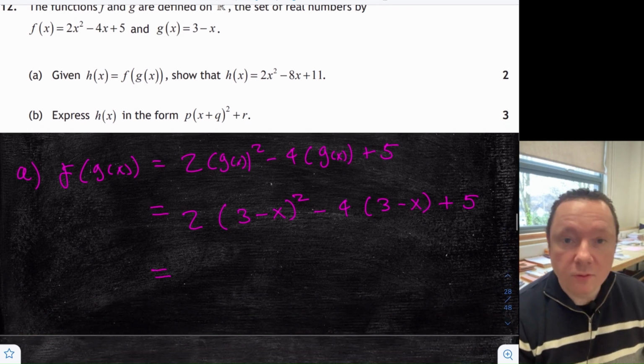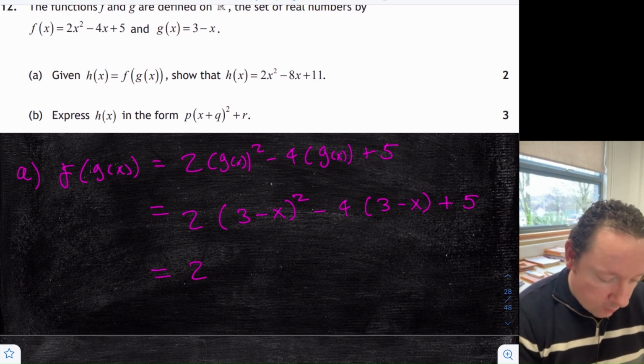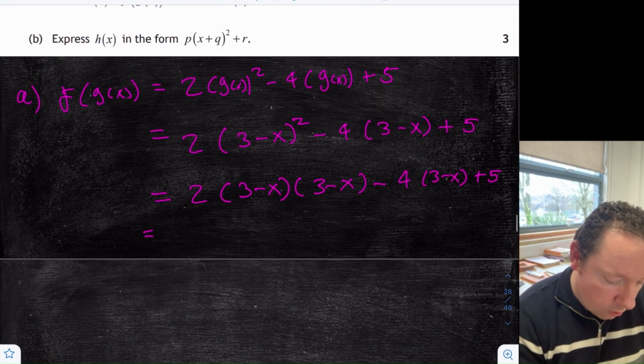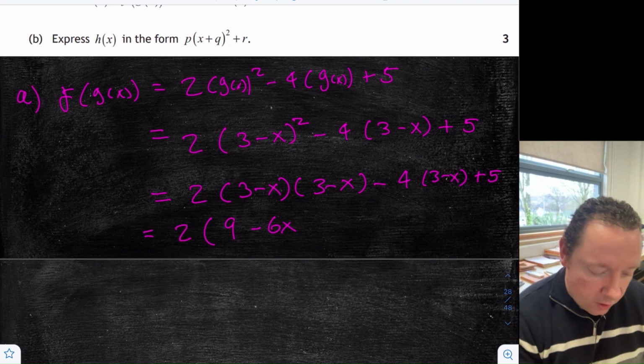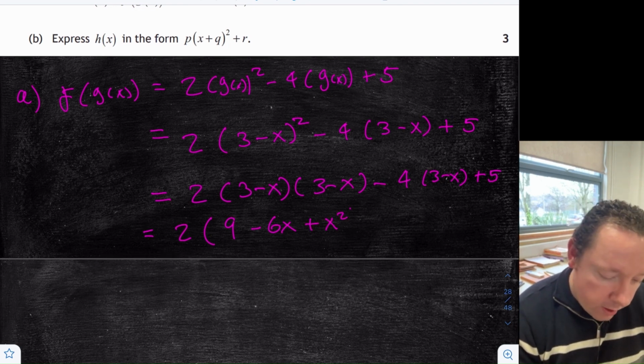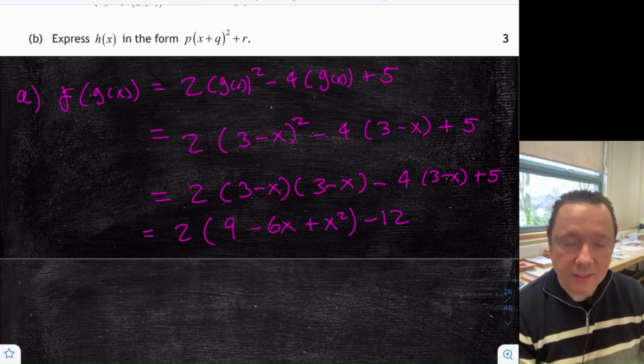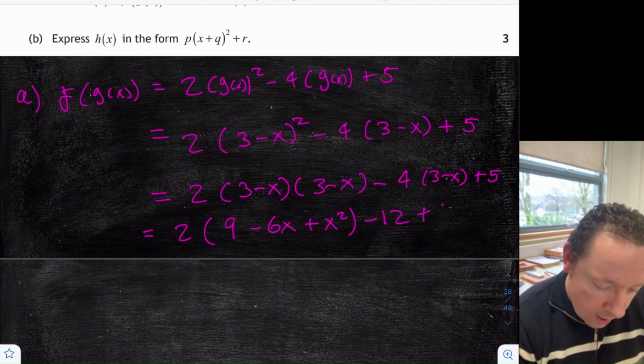So we need to expand our (3 minus x) squared. So that's 2 times (3 minus x)(3 minus x) minus 4 times (3 minus x) plus 5. Dealing with all of these brackets, we get 2 times, well, we've got 3 times 3 is 9, minus 3x is minus 6x, and minus times a minus is a plus, so plus x squared. Minus 4 times 3 is minus 12, minus 4 times minus x is plus 4x, and then we've got plus 5 on the end.